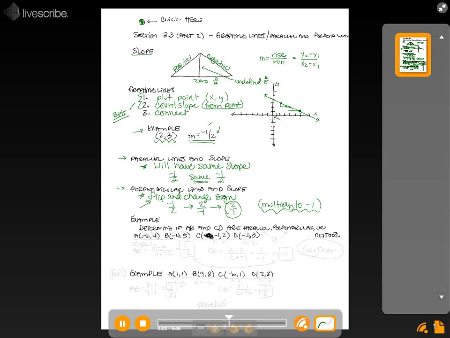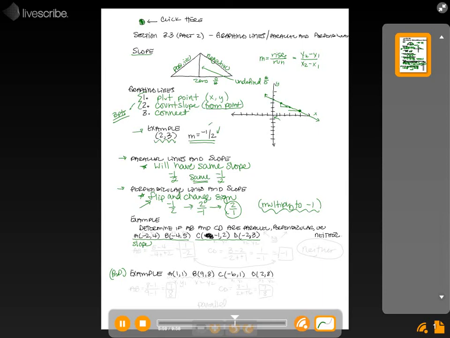Now we've got 2 examples down here. The second one's going to be your pause and practice problem. Okay, so we're going to do the first one together. It says determine if AB and CD are parallel, perpendicular, or neither. So we have to take these points, A to B and C to D, and find the slope of each of them, because AB is a line, CD is a line. And then we're going to compare them, and we're going to see if they are parallel, perpendicular, or neither.